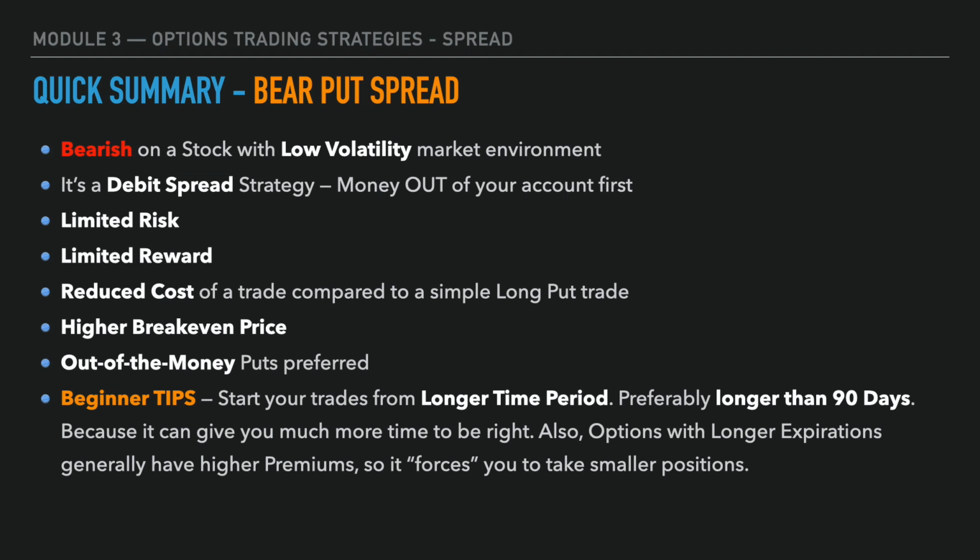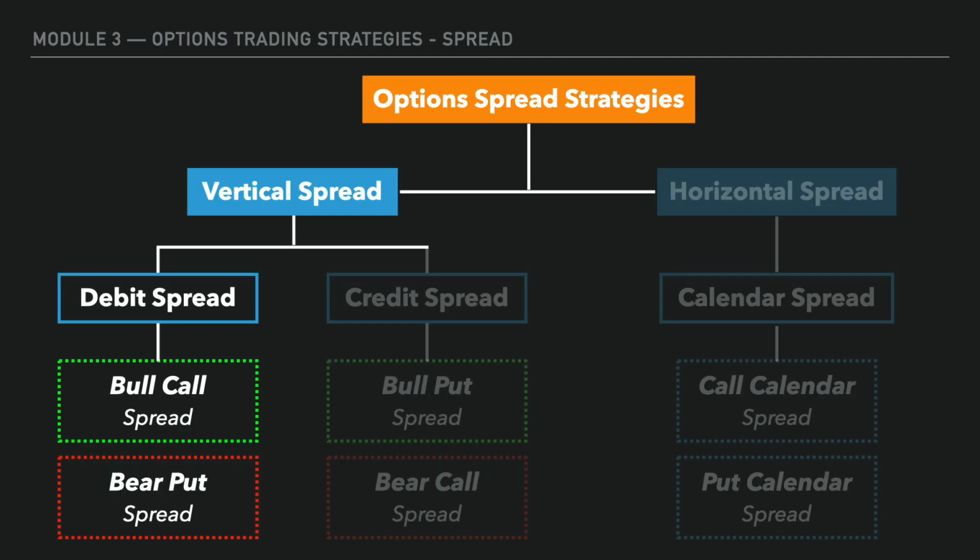As mentioned in the previous module, options with longer time periods are much easier to manage due to the low rate of time decay. And also, they generally have higher premiums, so it can indirectly force beginners to take smaller positions. Alright, we have finally completed the first half of Module 3, the debit spread.